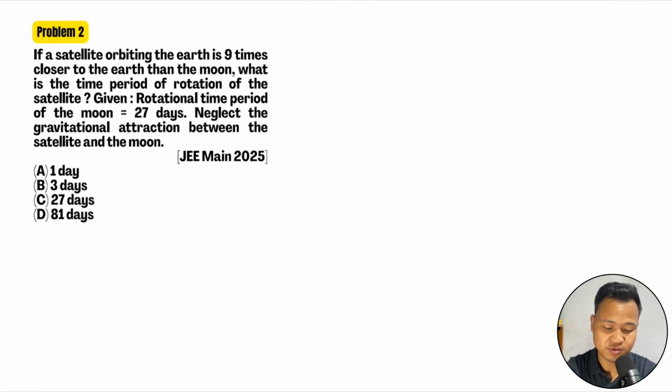Next question. A satellite orbiting the Earth is 9 times closer to the Earth than the Moon. So they are revolving around the Earth. So the time period of rotation of the satellite is asked.